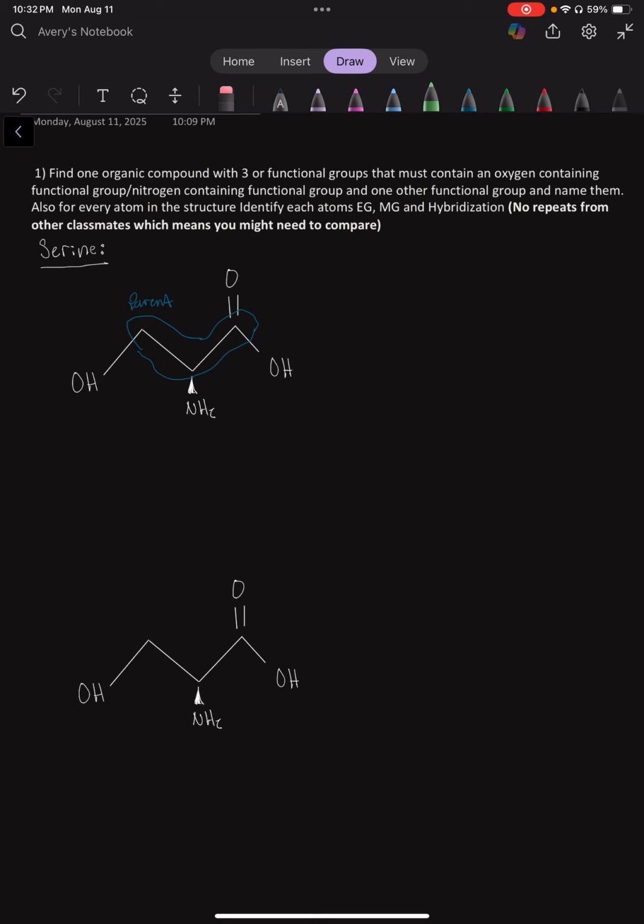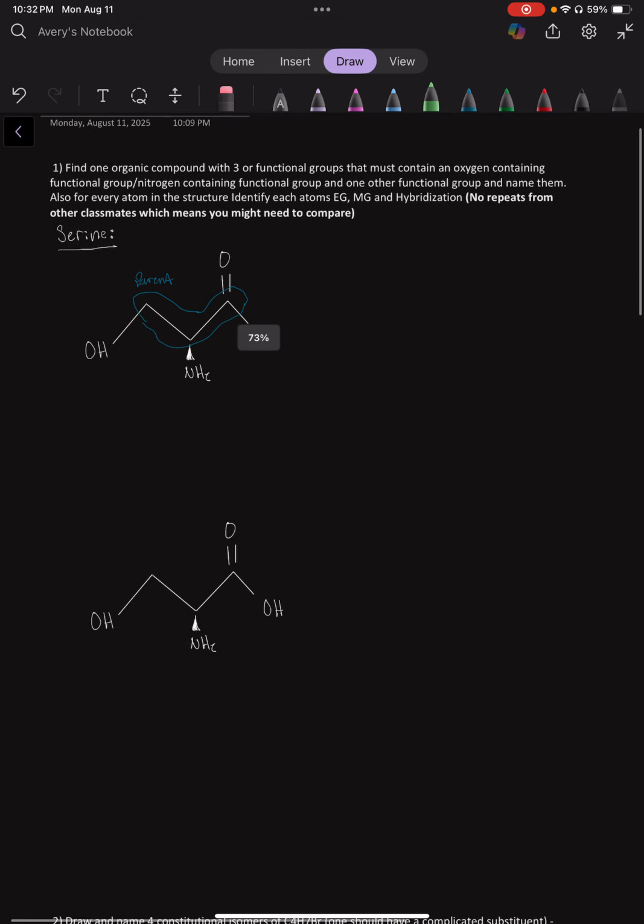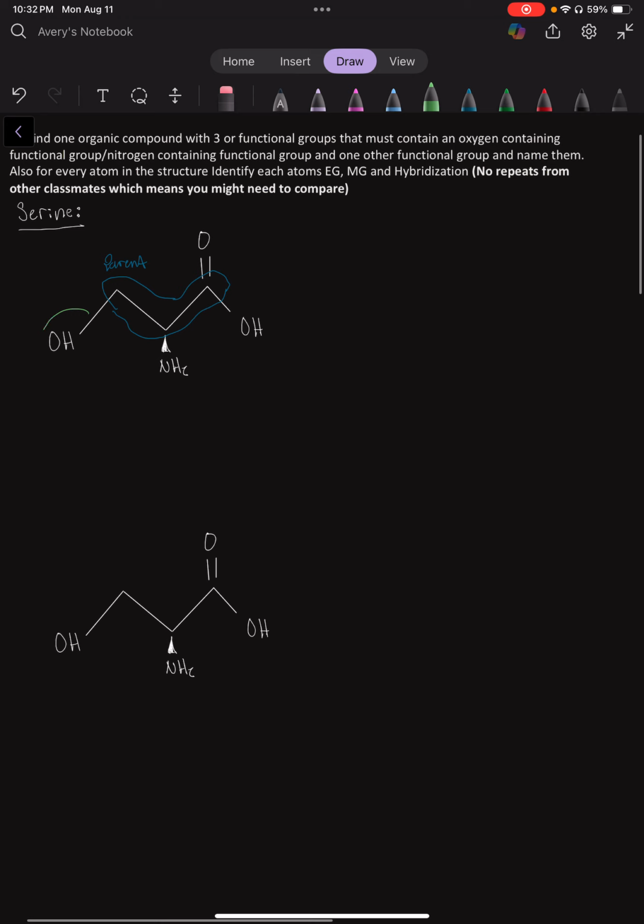So now for our functional groups, we have pretty much any of the quote unquote branches that aren't just carbons and hydrogens. I'm going to do them in different colors. We have one here, one here, one here, and we have one here. Oh, that's not a different color. One here. Okay, so now all we have to do is name these functional groups.